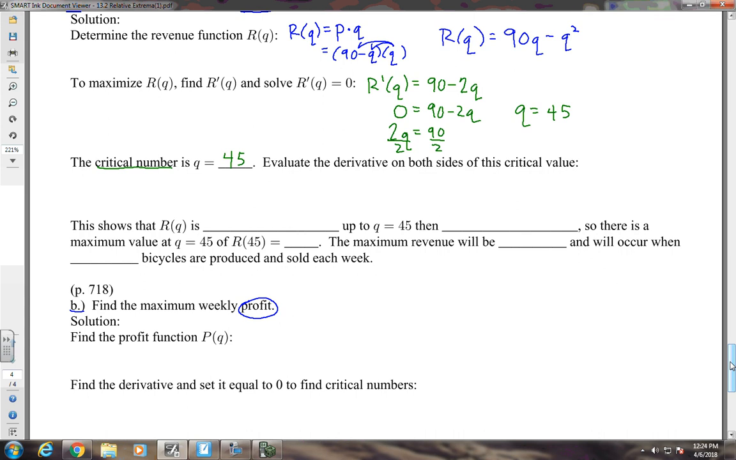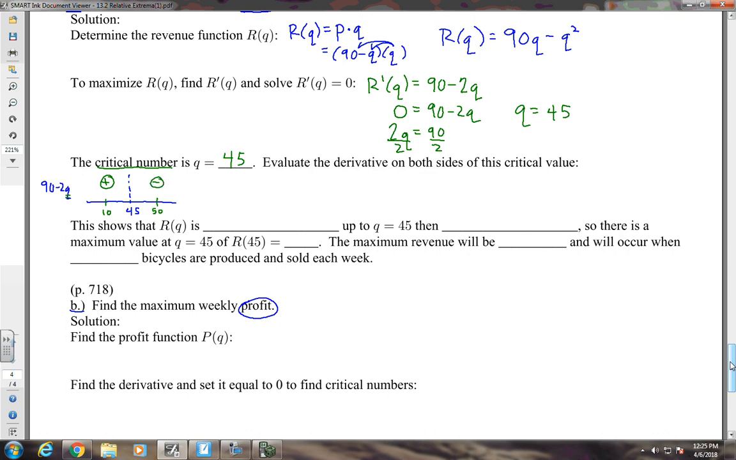Now, if you want to make a sign graph, we know the only one we're checking here is 45. And my derivative was 90 minus 2Q, so that's what I'm plugging my test points into. Let's pick any test point less than 45. How about 10? 90 minus 2 times 10 is a positive number. And then any test point bigger than 45, how about 50? 90 minus 2 times 50, or 90 minus 100, would give me a negative number.